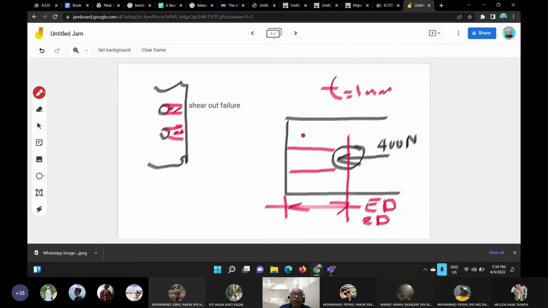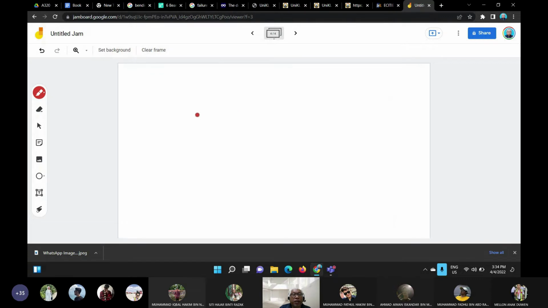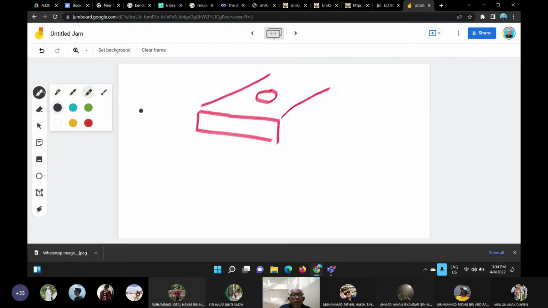So how to calculate? You need to calculate area A, area B. So what are those areas? If you put it in 3-dimensional, this area, this is one area. This is another area. This area will be shearing off.